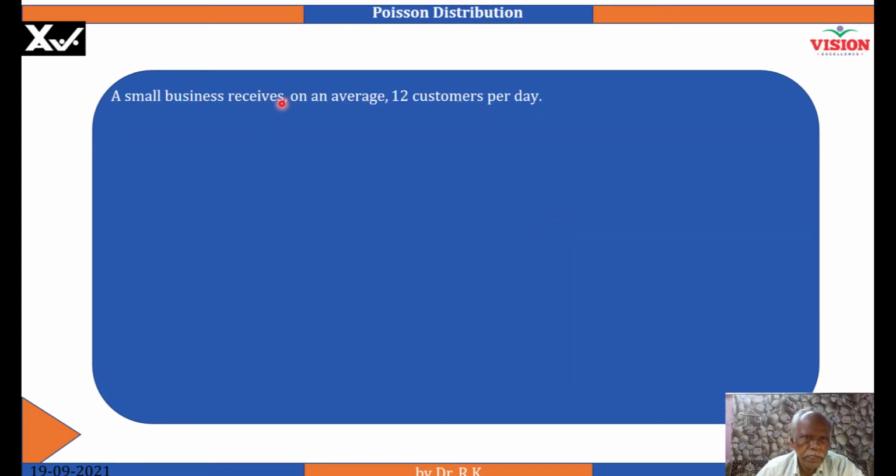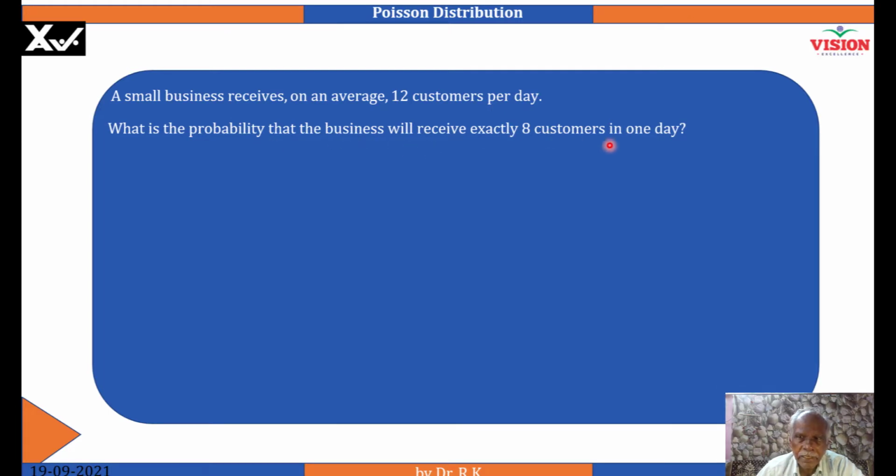A small business receives on an average 12 customers per day. What is the probability that the business will receive exactly 8 customers in one day? See, the average is given. We are given probability for a particular event. So mu is equal to 12, x is equal to 8 here.